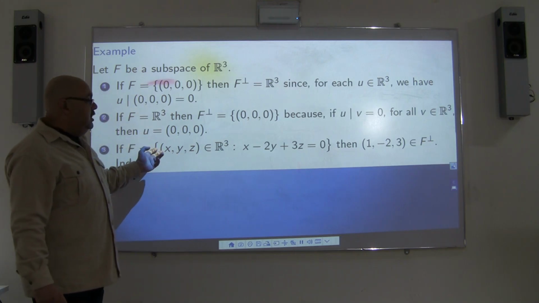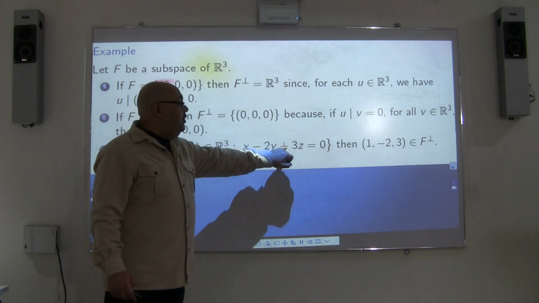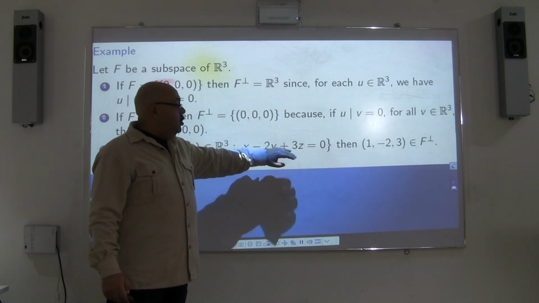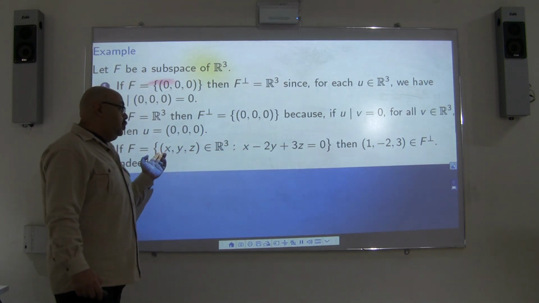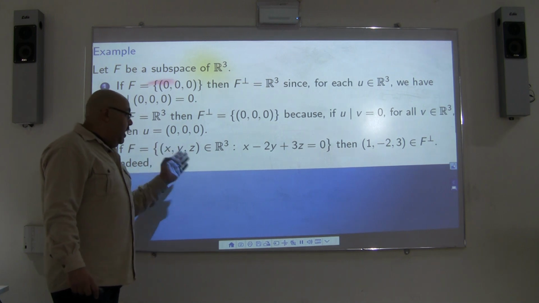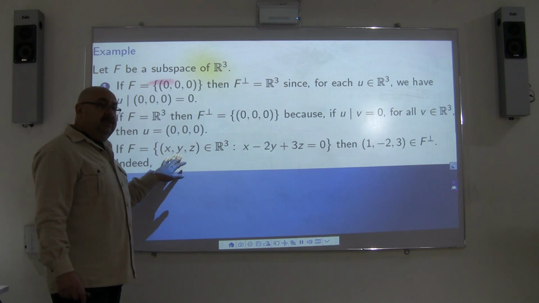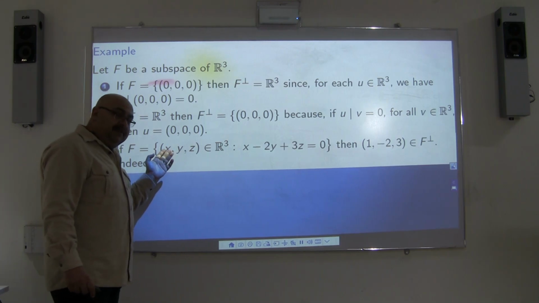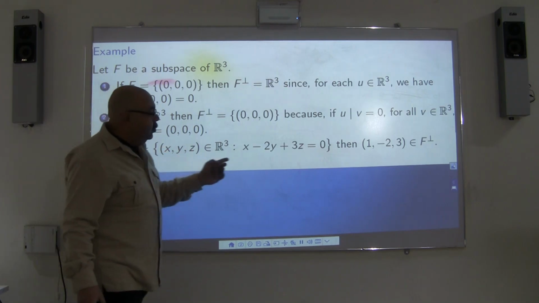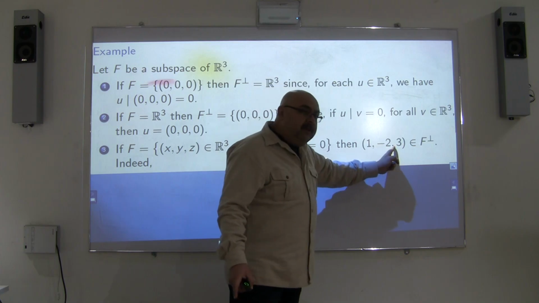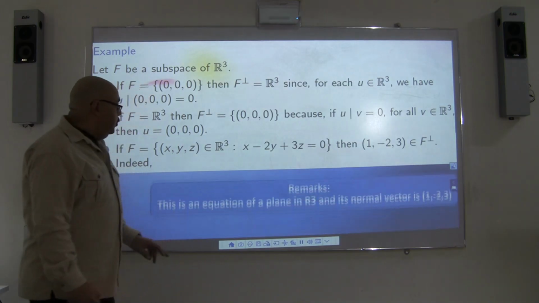If F is XYZ and you have X minus 2Y plus 3Z equal to 0, then 1, negative 2, and 3 is going to be the vector perpendicular on this condition. So if I use the substitution of X equal to 2Y minus 3Z and try to separate them, I will get the basis of this subvector space. The orthogonal basis will be 1, negative 2, and 3, and they are here, 1, negative 2, and 3. Okay, I've wrote something about this.